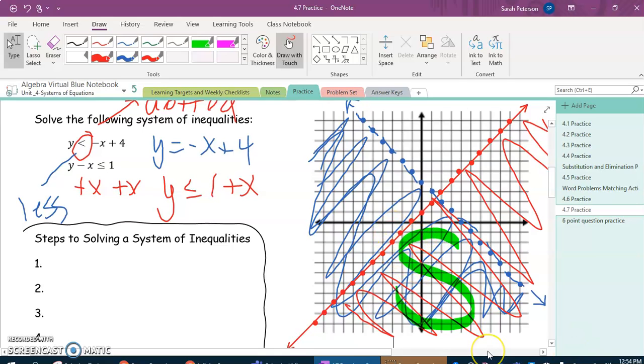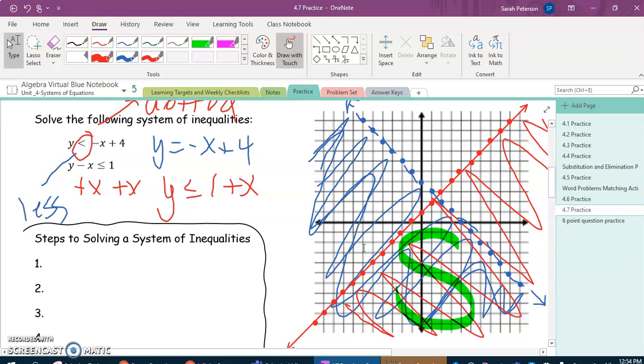You always label your solution set with an S. So you're looking for the overlapped solution set, and you mark that with an S to show this is my solution set. It's really important to graph and then shade one at a time. Don't graph both lines and then try to shade, because sometimes that gets everybody mixed up.